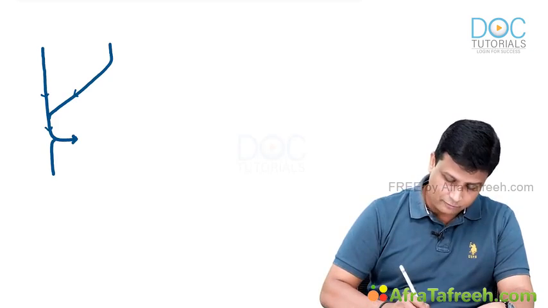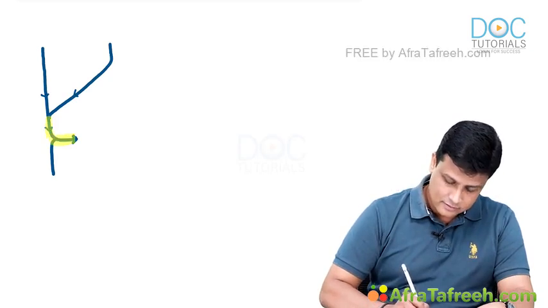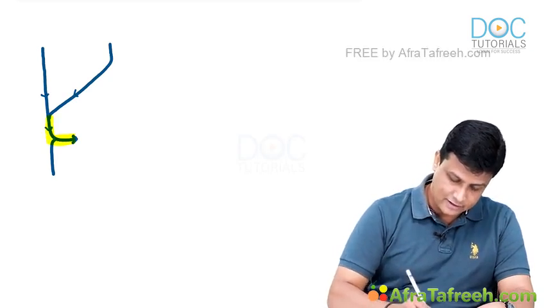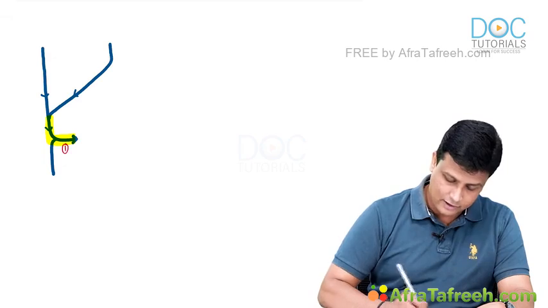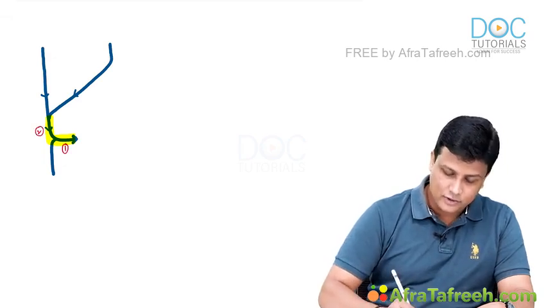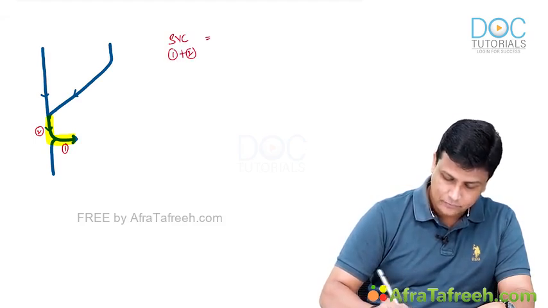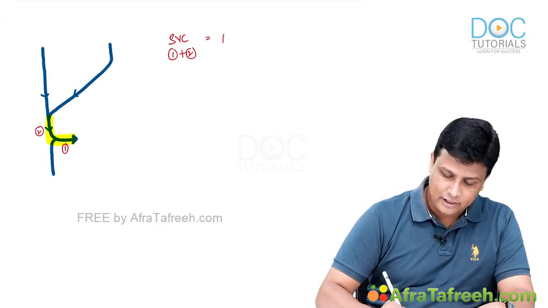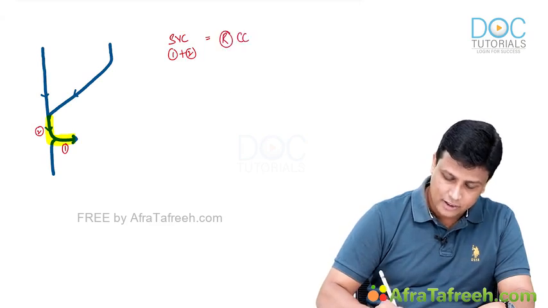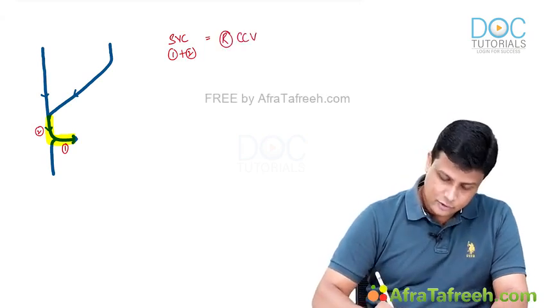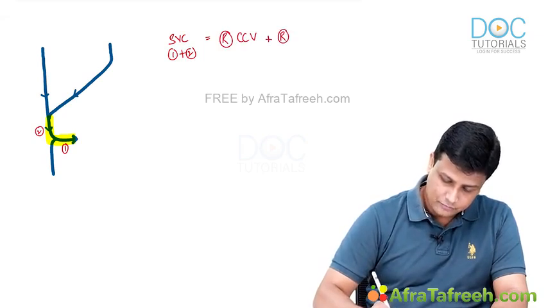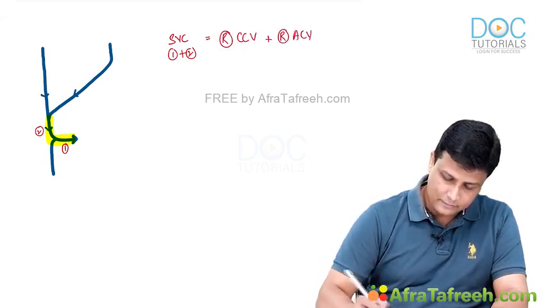Superior vena cava is formed by number 1 and number 2. So what are number 1 and number 2, guys? Number 1 is nothing but the right common cardinal vein, and number 2 is nothing but the right anterior cardinal vein.